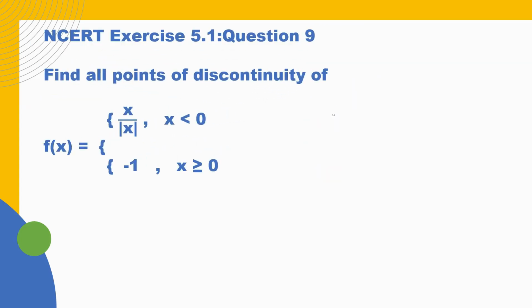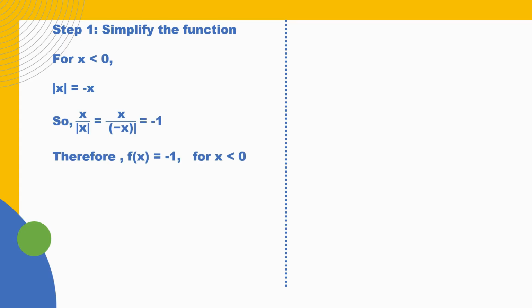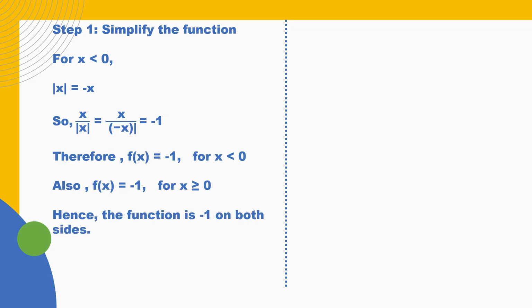Let's solve question number 9 from the same exercise. At first glance, this looks like a difficult absolute value function, but there is a very simple observation. For all values of x less than 0, we know that the absolute value of x is equal to minus x. So x divided by modulus x becomes x divided by minus x, which simplifies to minus 1. That means for every negative value of x, the function is simply equal to minus 1. For x greater than or equal to 0, the function is already defined as minus 1. So both pieces of the function are actually the same constant value.